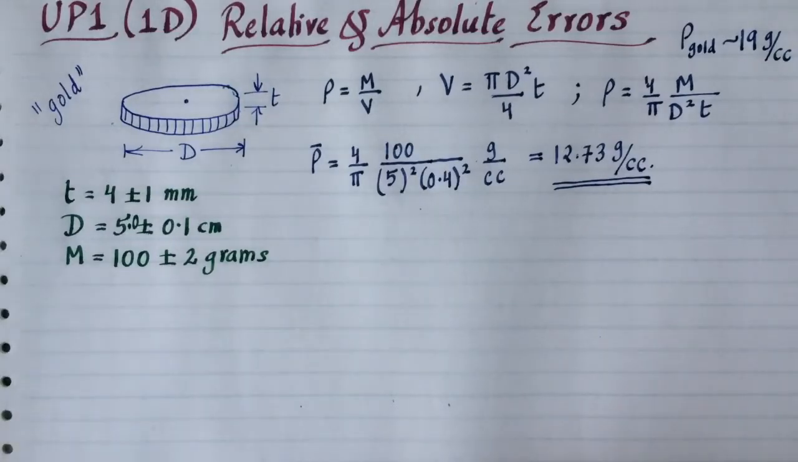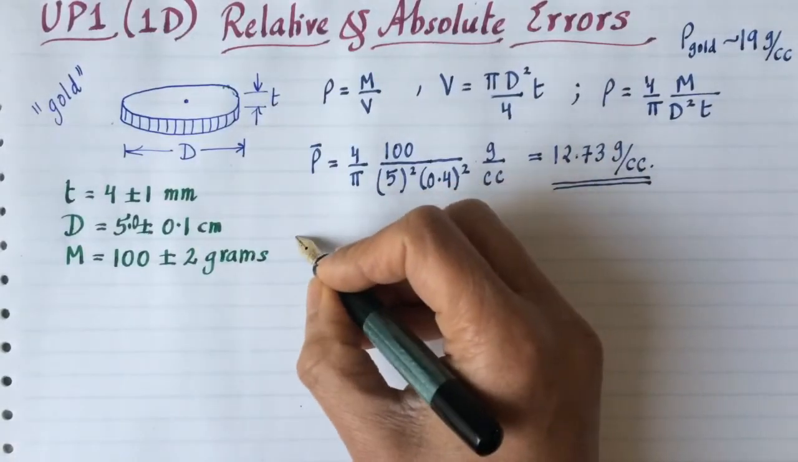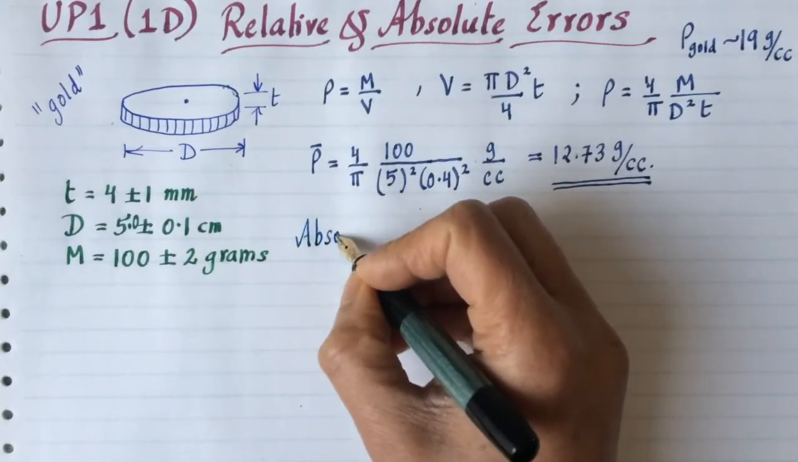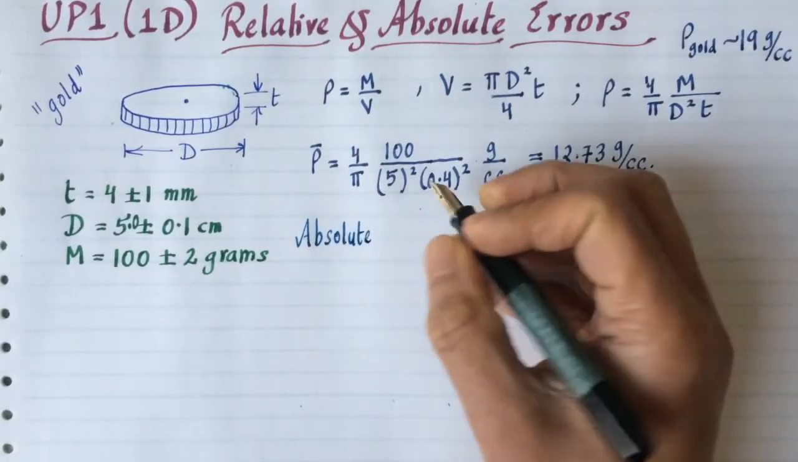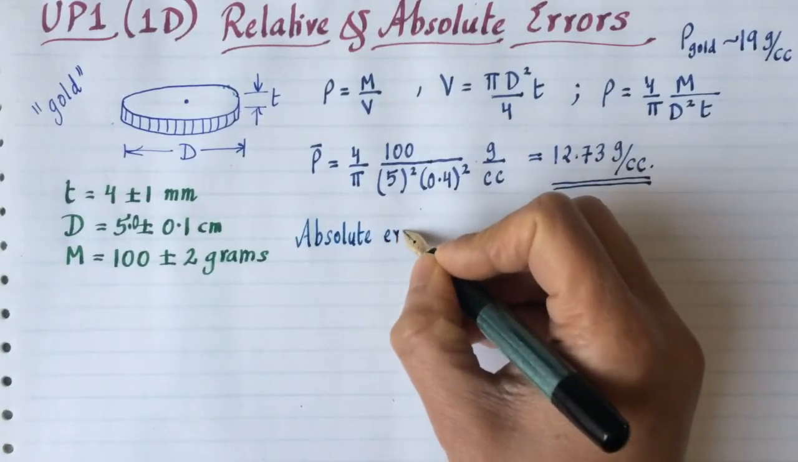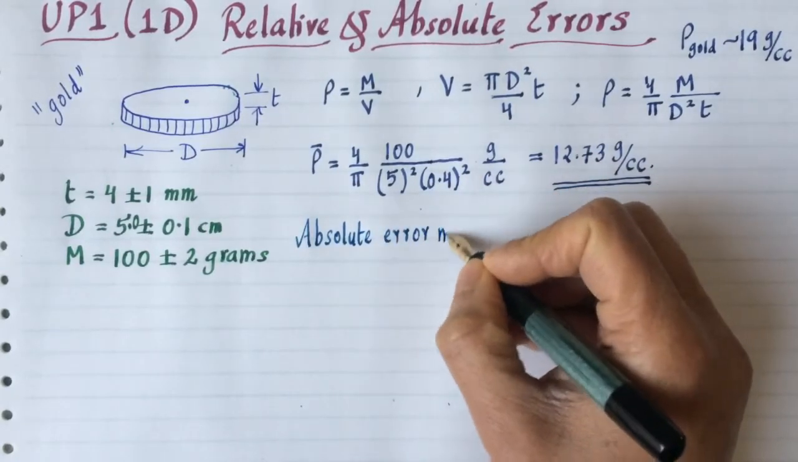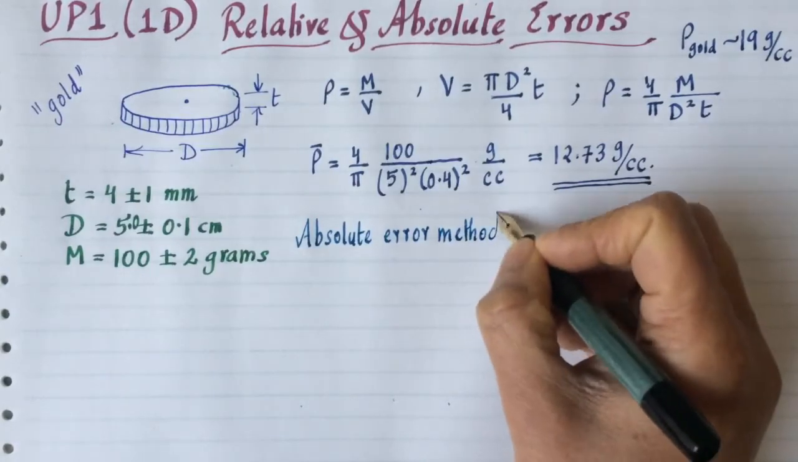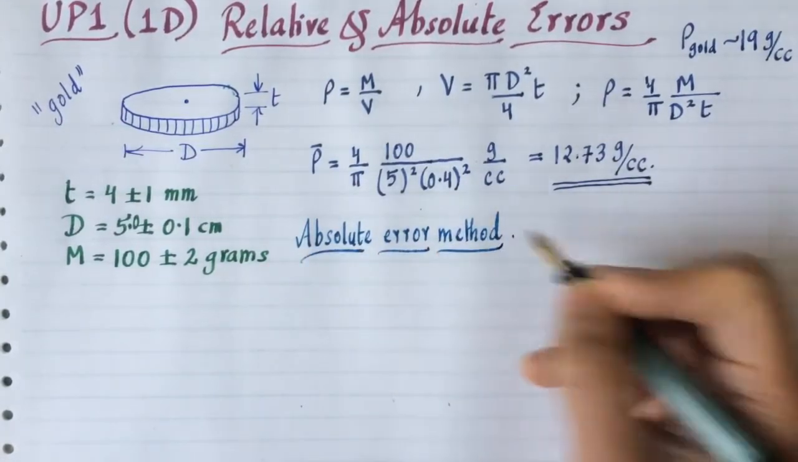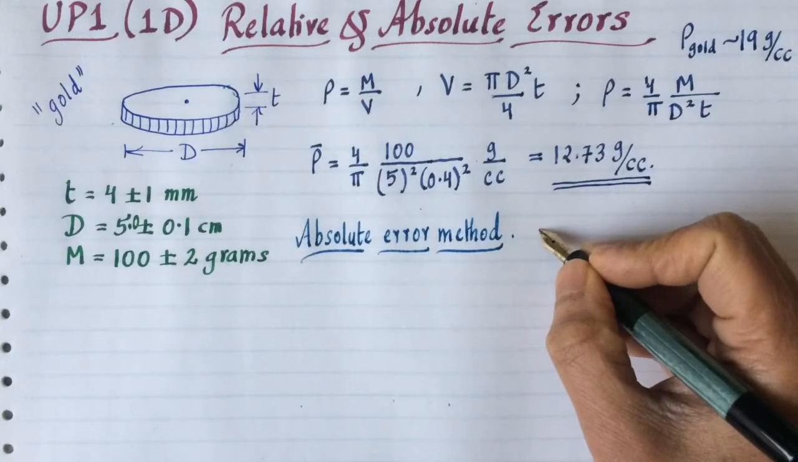One is called the absolute error method, and it's not very precise, and you should use this only if you're not able to do the problem any other way. So I would call it a poor man's method of finding errors, but it's still worth learning, because there are problems where errors are difficult to find any other way. So the absolute error method proceeds by finding the absolute error directly without finding the relative error first. There are two ways to do this.